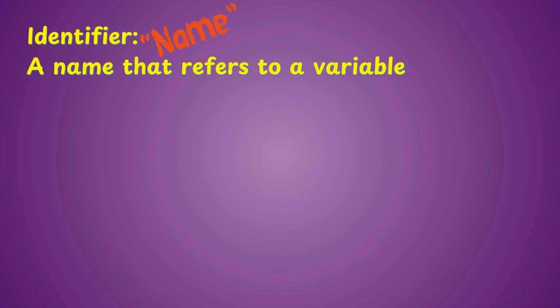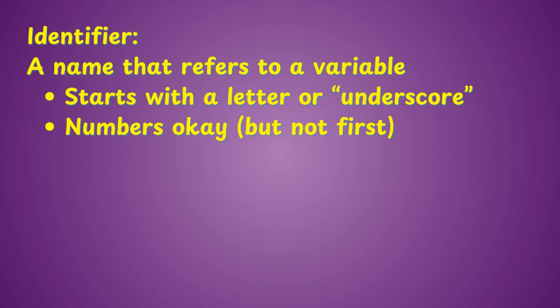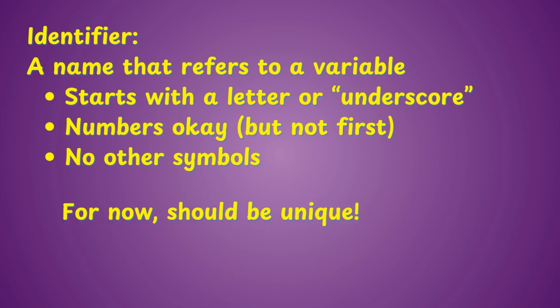C# really doesn't care what name or identifier we give to a variable, as long as it follows a few basic rules. It has to start with a letter or an underscore. It can have numbers, but not at the start, and it can't have any other symbols, including spaces. Oh, and for now, you can't use the same name twice, but there will be some exceptions, so we don't really count that as a rule for now.